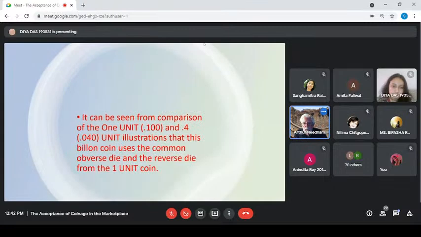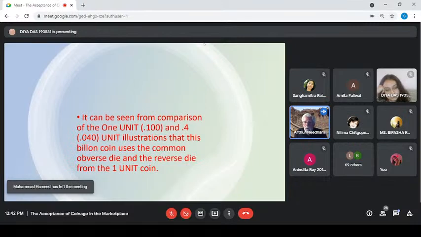It can be seen from comparison of the 1 unit and the 0.4 unit illustrations that the billon coin uses the common obverse die for both coins and the reverse die from the 1 unit coin. So, wow, it fits in beautifully. Next slide.